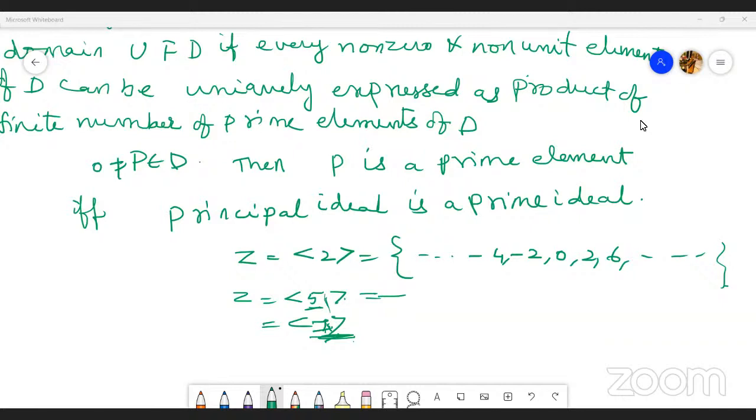In a unique factorization domain, every non-zero element can be written as the product of prime elements. Only then will this integral domain become a unique factorization domain. So if and only if means you have to prove the theorem in two parts. First, suppose D is a unique factorization domain. Prove that every non-zero prime ideal contains a prime element.